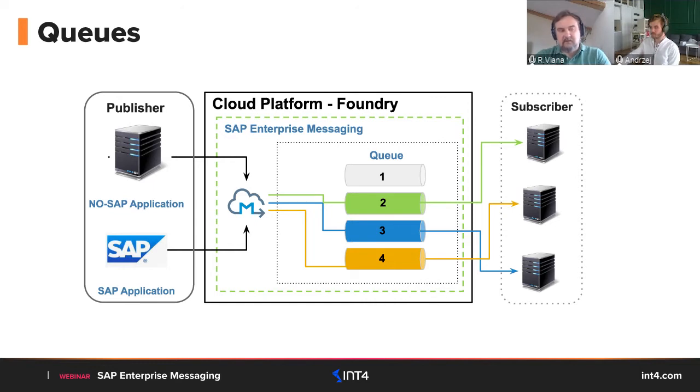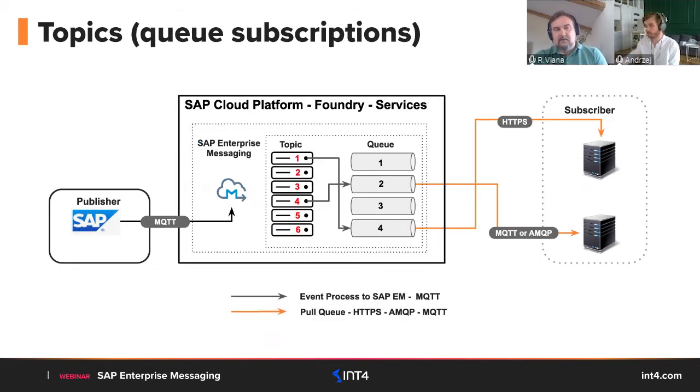Two characteristics of the SAP Enterprise Messaging. We have two processes. We have a push process using the webhook, and we have a pull process when the subscriber comes and reads the value from the queue. This is the perspective of the queuing mechanism. Let's go for the topic mechanism.